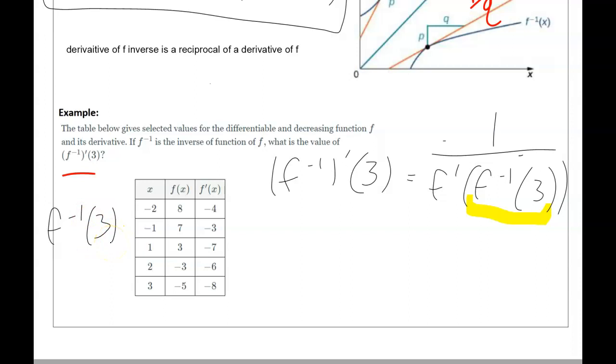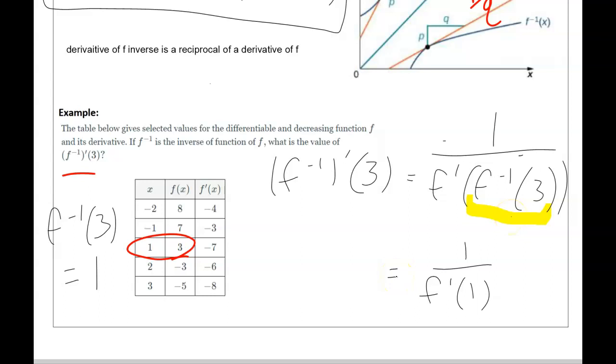Because we're not given f inverse in the table, right? Well, f inverse is the opposite of f of x, right? So here, I'm going to find the y value in the table. The x value that goes with that y value is f inverse of 3. So I'm going to be like 1 over f prime of 1, replacing f inverse of 3 with the value 1. And then I'm pretty much done, right?